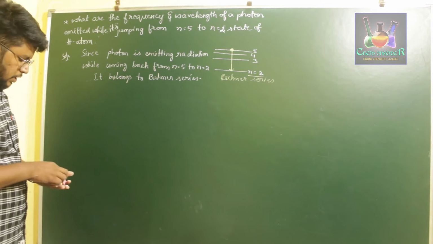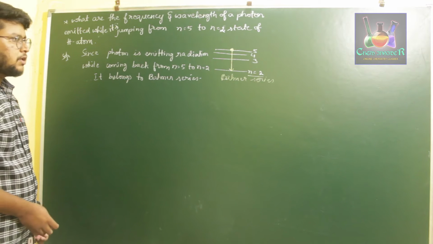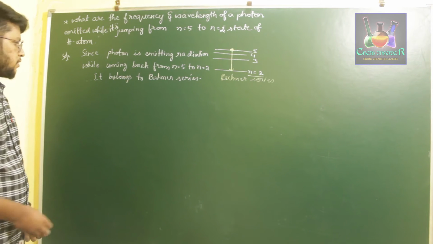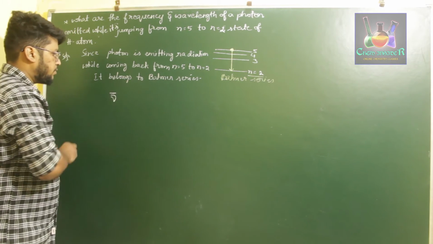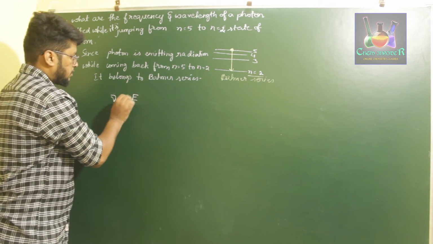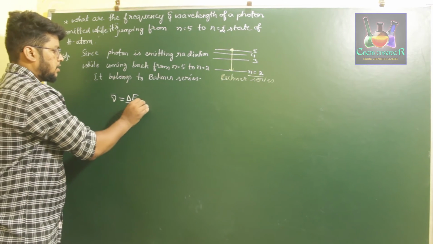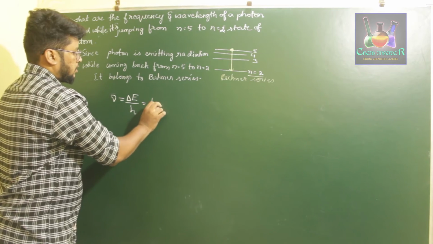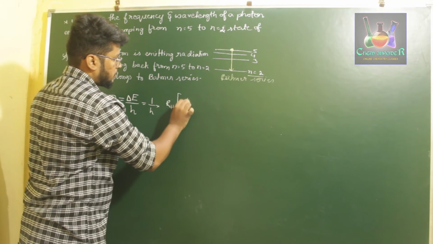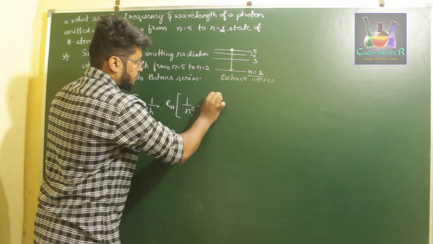For that we have the formula. For frequency, we have the wave number equation and we also have a frequency equation. So the frequency is given by mu is equal to delta E by H, right? Delta E by H, where delta E is RH into 1 by n1 square minus 1 by n2 square.